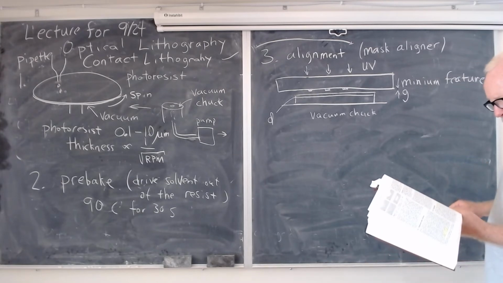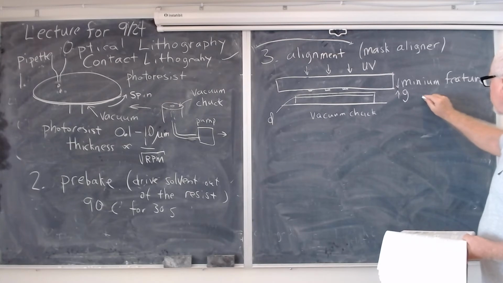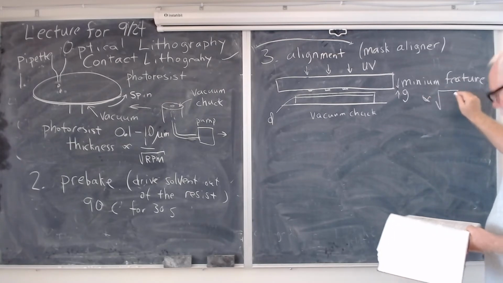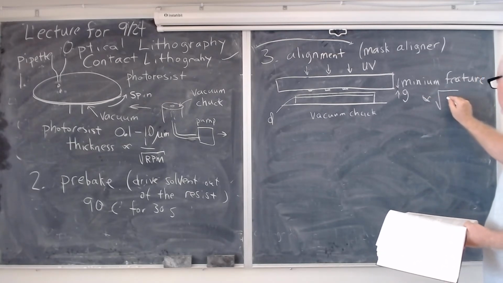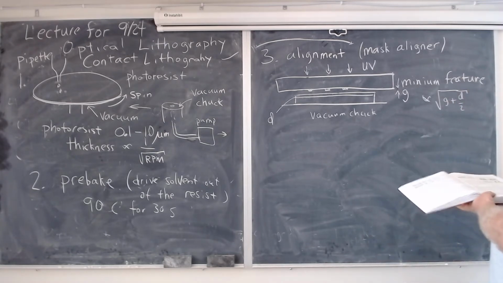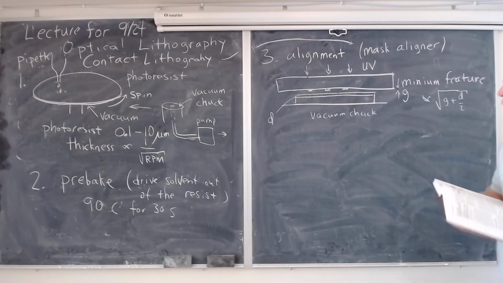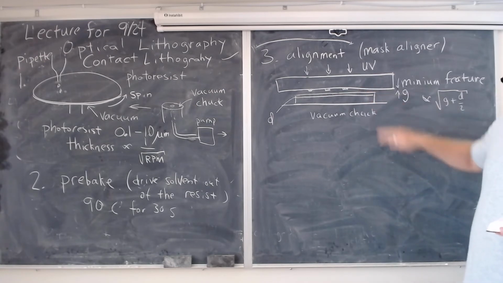And he gives you an equation there which, you know, the minimum feature is proportional to the square root of G plus D over 2. Which sounds about right. And usually G is much larger than D, but sometimes not. So you can remember that equation. That's useful to know.